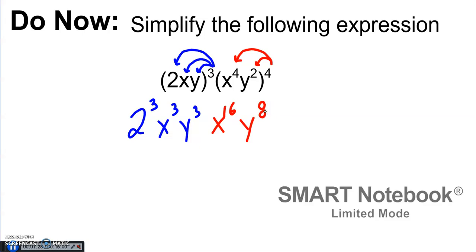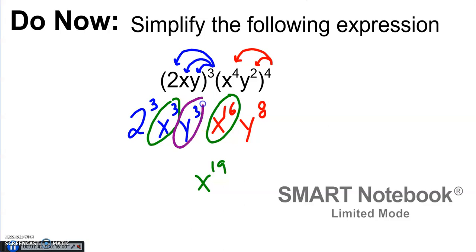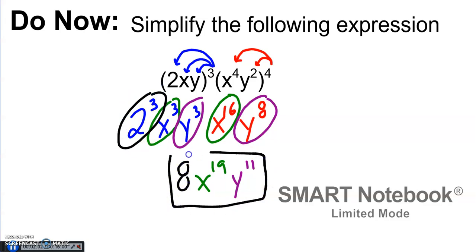Now we can start to combine, where we have x to the third times x to the 16th. That's a total of 19 of them, so it's going to be x to the 19th. And likewise, we have y to the third, y to the 8th. I have a total of 11, so it's going to be y to the 11th. And we can do 2 cubed, that's 2 times 2 times 2, which is 8. So our final answer is 8, x to the 19th, y to the 11th. Awesome job so far.